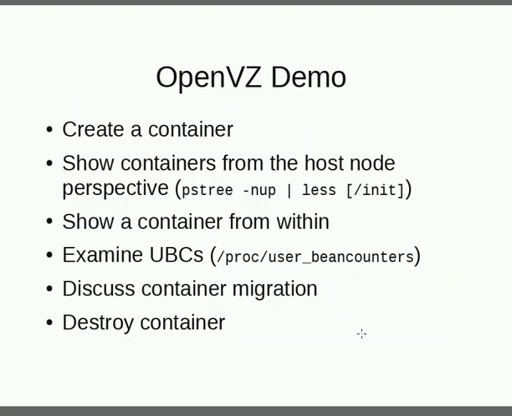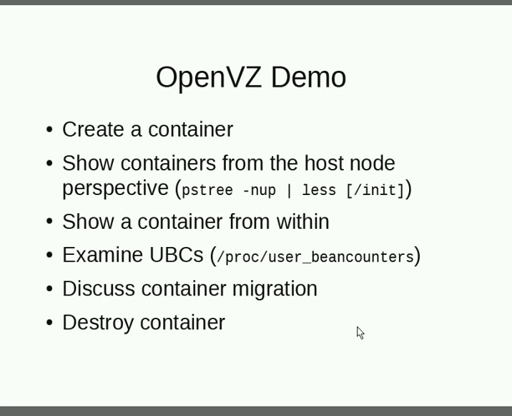Alright, now that we've gotten all that talky stuff out of the way, I can actually show you a demonstration. During this demonstration, I'm going to create a container. I'm going to show you what the container looks like from the host node perspective. Then we're going to go inside the container and see what the container looks like from within. Then we're going to examine the user beancounters file, which is an accounting of all the resource parameters that I've mentioned. And then we're going to discuss briefly container migration, and then we'll destroy the container.